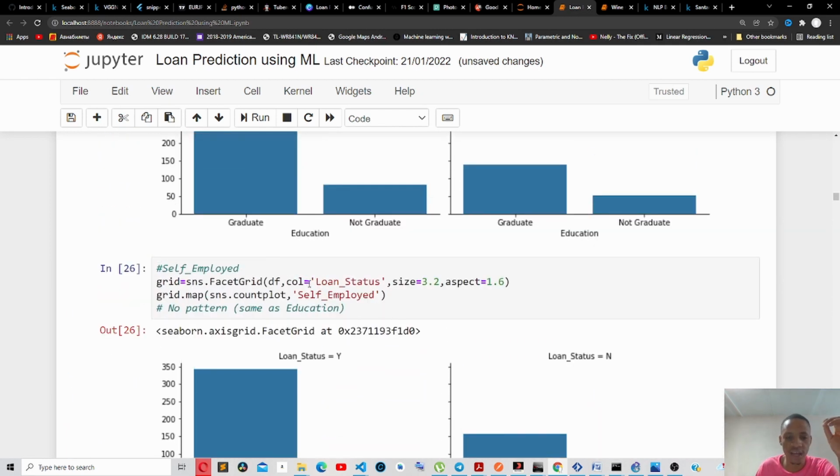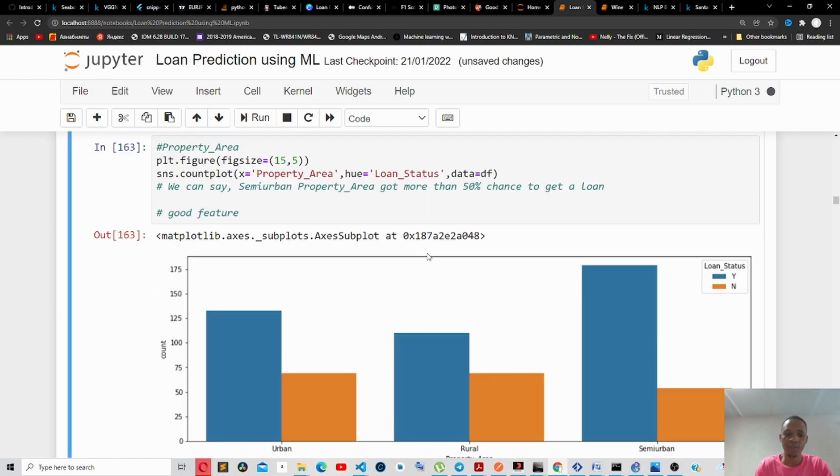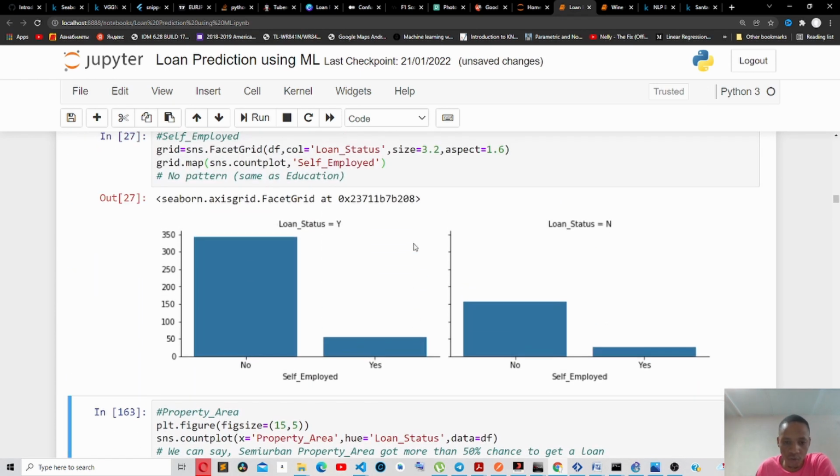And then the next feature that we are going to look at is self-employed, right? If the person is self-employed. So we are going to use the FacetGrid again. We'll provide the loan status, and then we are going to use grid.map, sns.countplot, self-employed, right? If the person is self-employed.